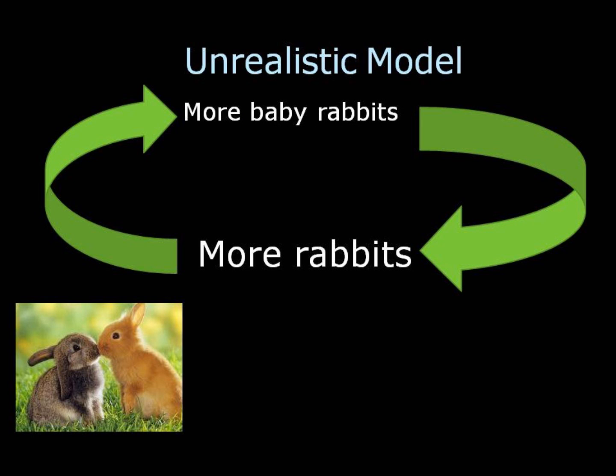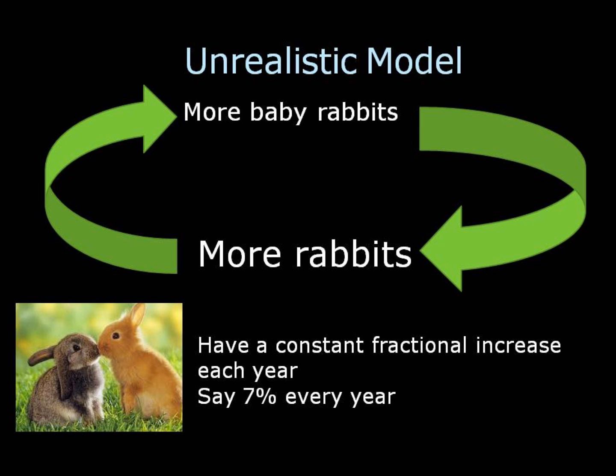But this is an unrealistic model. As we get more baby rabbits, as they grow up, we have more adult rabbits, and they will produce more baby rabbits, which will produce more adult rabbits, and so on. We'd have a more realistic model if we said that we have a constant fractional increase each year instead of a fixed number of baby rabbits. So if we said we have 7% increase each year.